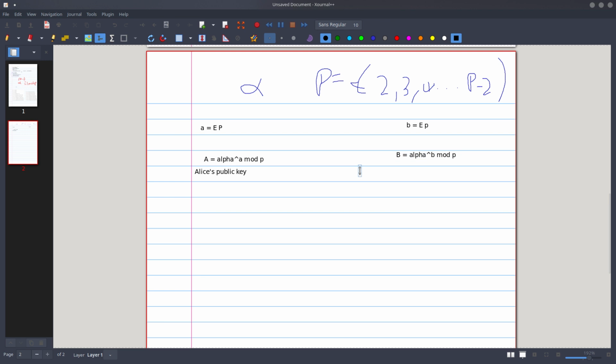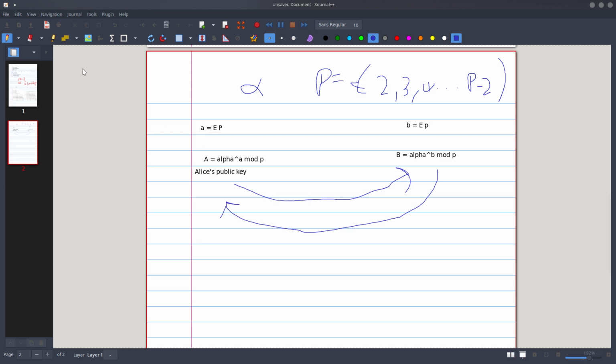Now, I hope you remember what this alpha is actually doing. You're generating the group. You're generating the entire set. So based on whatever value you picked for A, or whatever value you picked for B, it's going to land you somewhere inside of this set, somewhere inside of the cyclic group. You don't know where you are in the cyclic group, but you know you're somewhere there. And so what you do then is you send that value over. So Alice is going to send her public key over to Bob, and then Bob does the same thing as well. He sends his public key over to Alice.